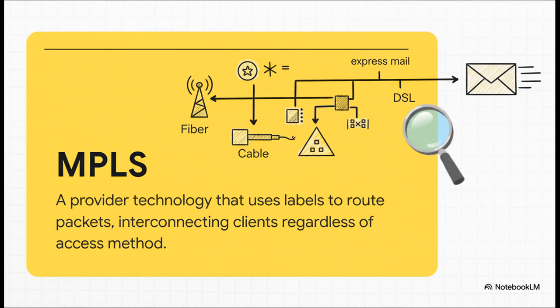When your data packet enters their network, MPLS slaps a special label on it. That label tells every single router exactly where that packet needs to go, which lets it get forwarded at incredible speeds. And it doesn't matter if it came from a DSL line, a fiber line, or anything else. It's the high-speed sorting facility at the heart of the internet that makes everything feel so fast.